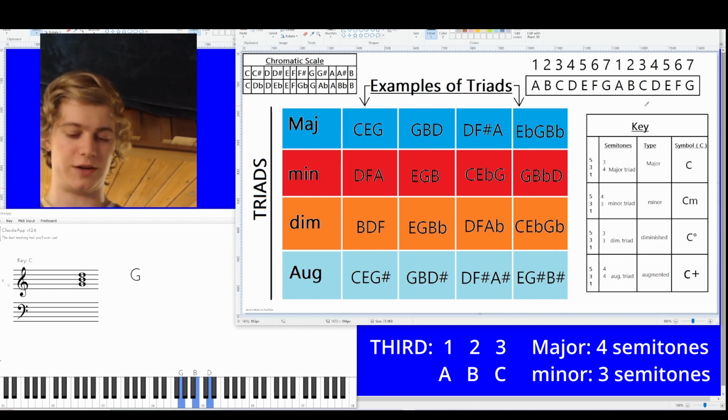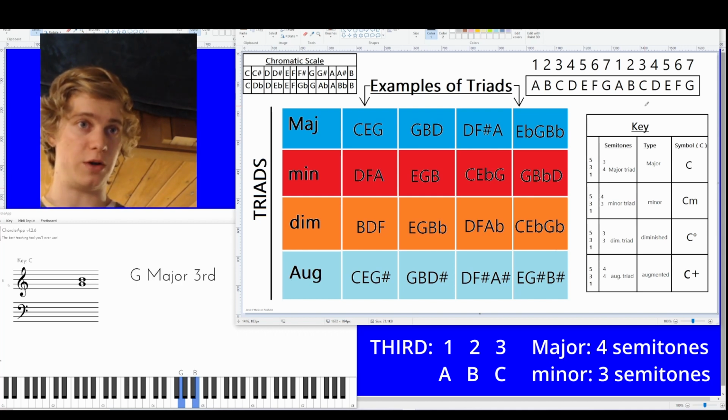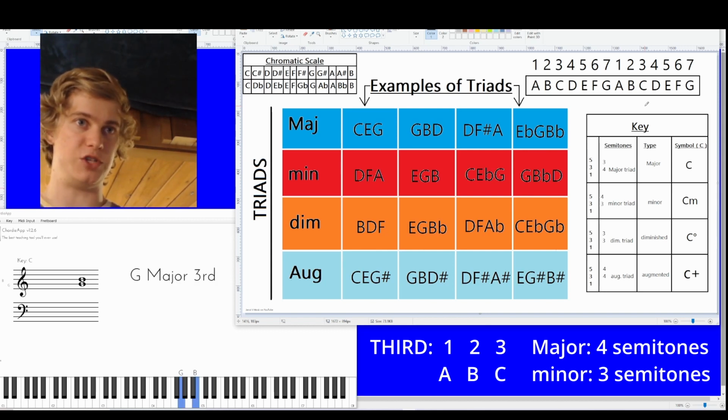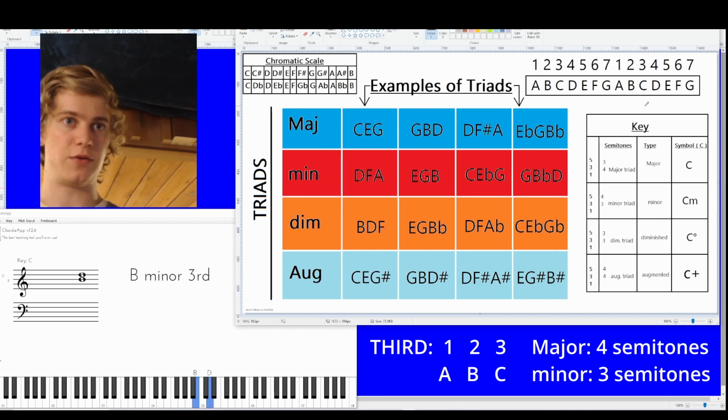So how I got there is I went from my G, I went up that third again, G, A, B, that's a third. Then from B, which is my 1, 2, 3, to D, which is my other third. So now I have a major third from G to B, and then a minor third from B to D.